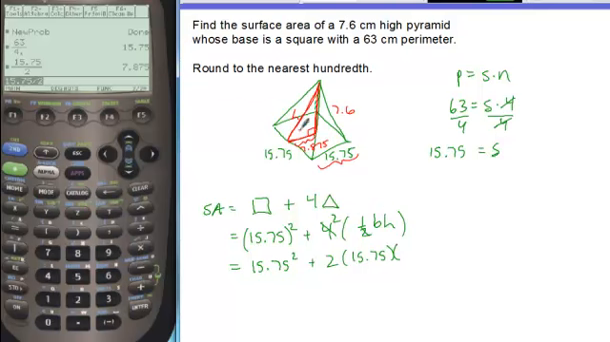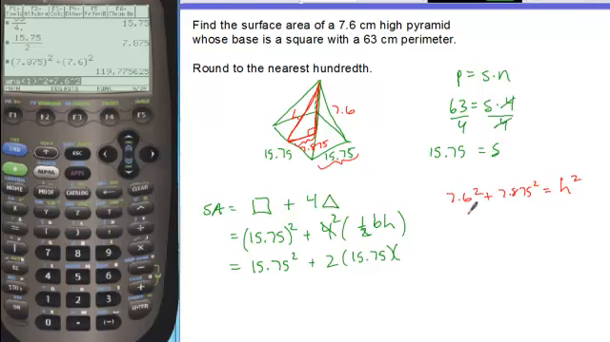And in order for us to find h here, we can use the Pythagorean theorem. We have the sum of the squares of the 2 legs, 7.6 squared, plus 7.875 squared, and that has to equal our hypotenuse squared. And so now it's just a calculation. If we take this number squared and add it to 7.6 squared, we get 119.78 approximately.